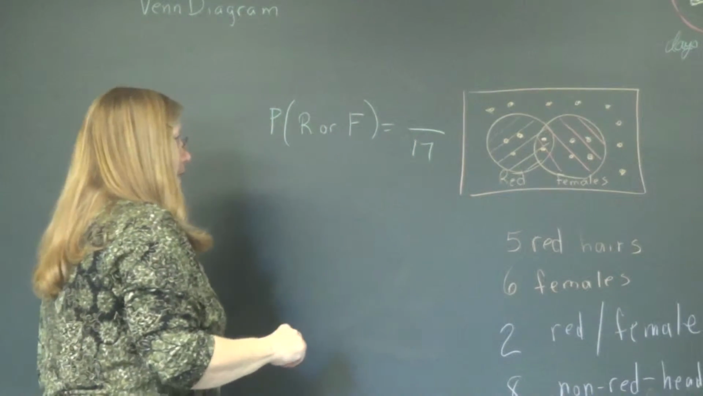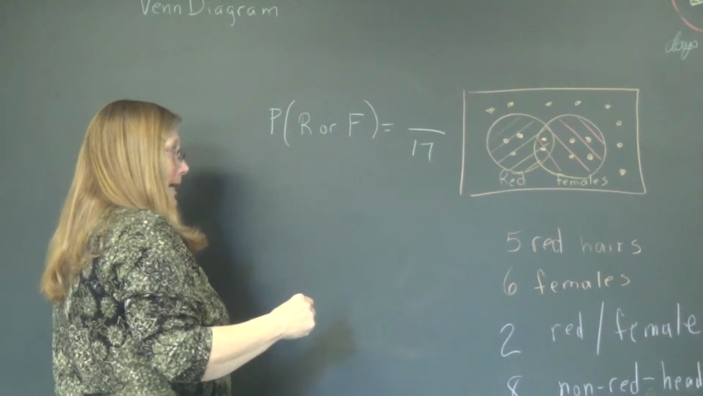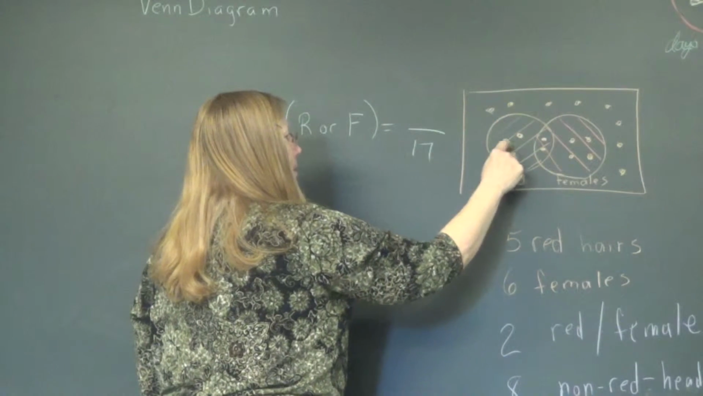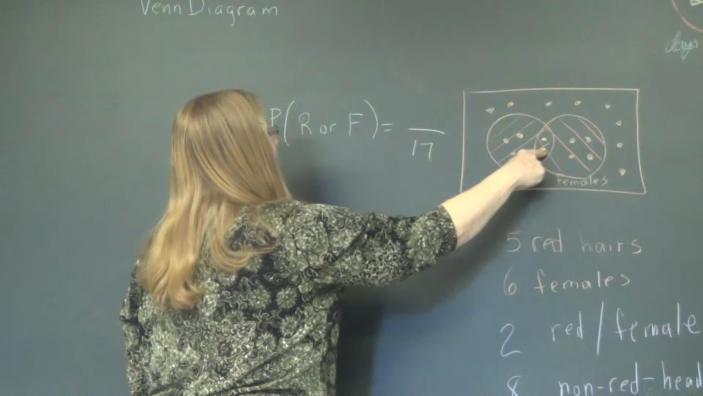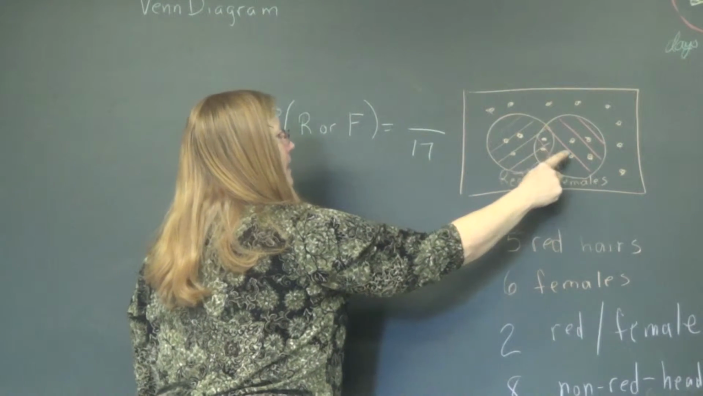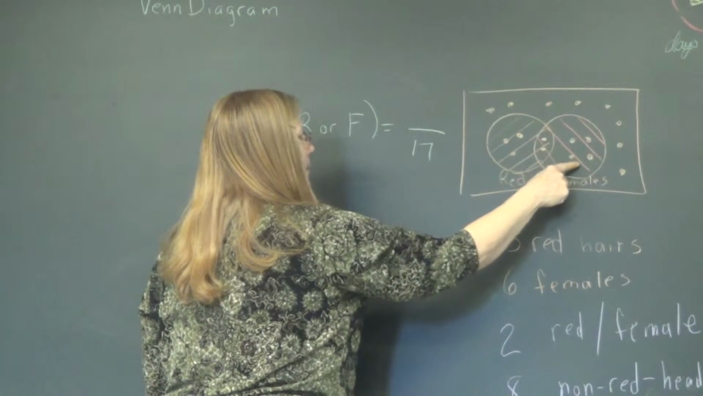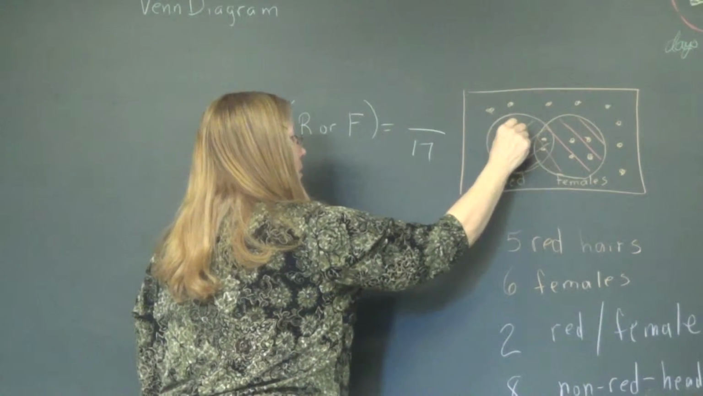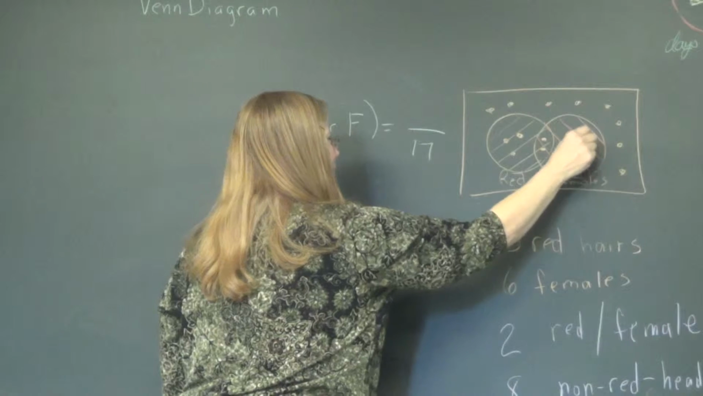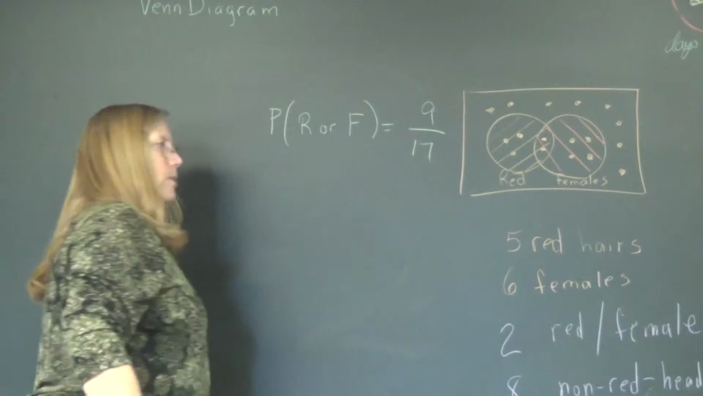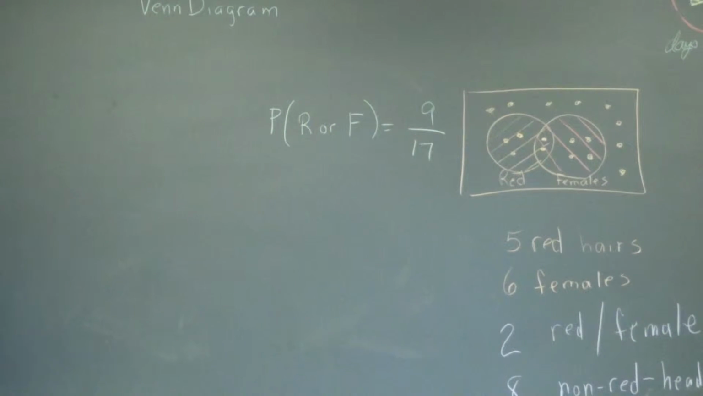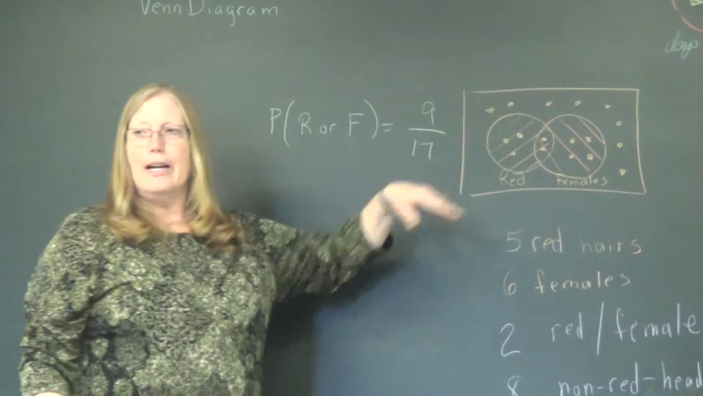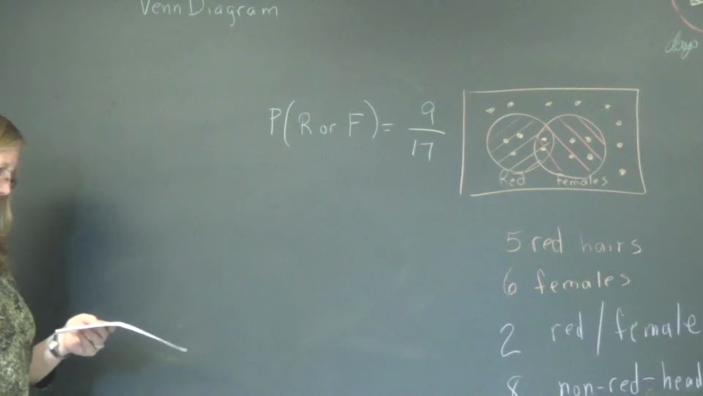And how many are red or female? Inside this circle, I see there are 1, 2, 3, 4, 5 reds, but then I see 4 more that are female. I'm not going to double count the 2 in the middle. So I have 1, 2, 3, 4, 5, 6, 7, 8, 9. You see where I got the 9 for red or female? It's in my stripy parts. I don't know what colors you used.